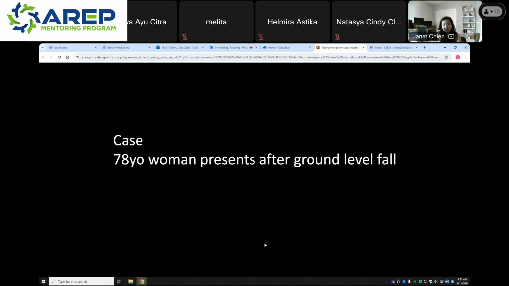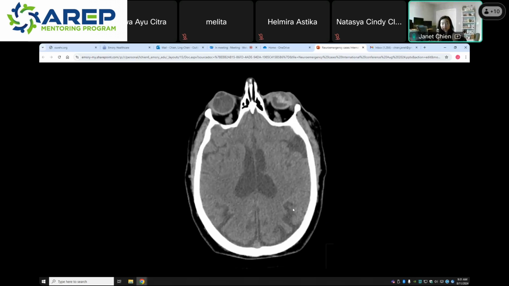All right, next case. This is a 78-year-old woman who presents after a ground level fall. This is a pretty straightforward one, so if anybody wants to shout out, it would be great. So yeah, there's abnormal hyperdensity and this collapsed appearance of the left globe, right?